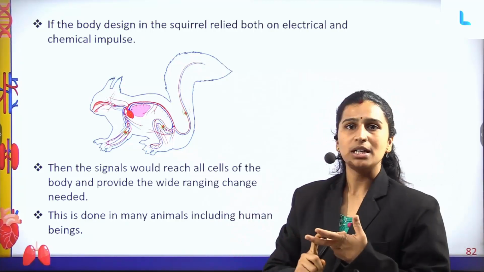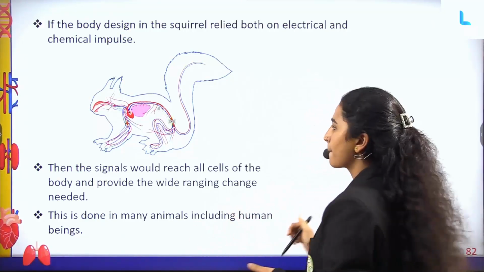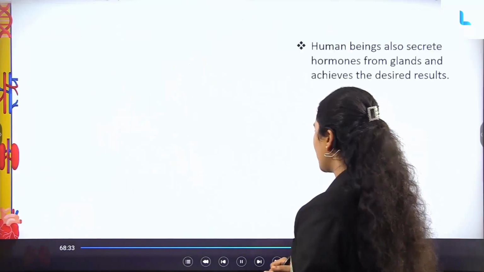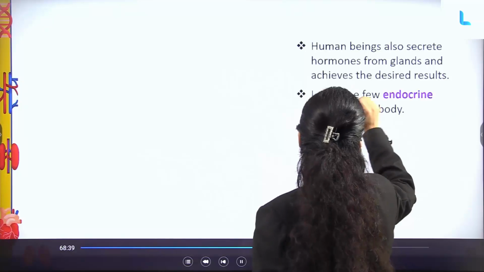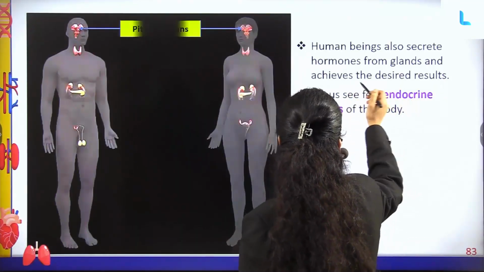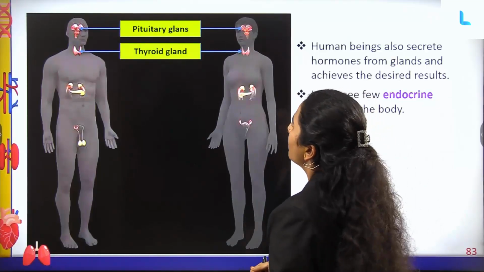This electric and chemical integration is done in many animals, so that we respond to situations quickly. Human beings also secrete hormones from glands and achieve these desired results. So let us see a few endocrine glands of the body.